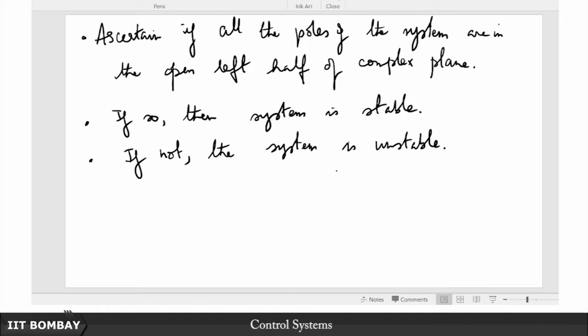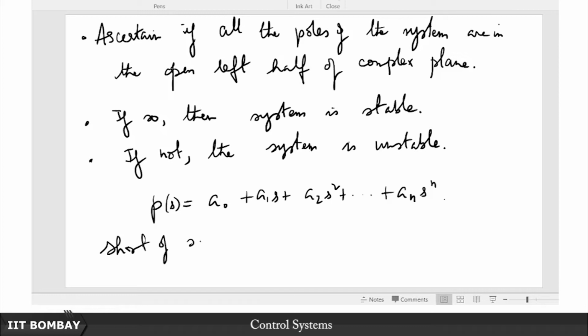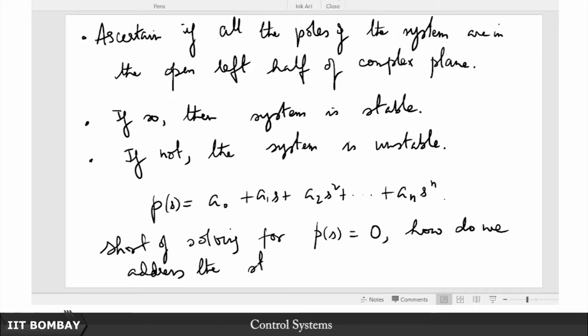Now, this is all very nice and fine at the conceptual level, but the question still remains. Suppose I give you a polynomial such as a0 plus a1 s plus a2 s squared plus so on till an s to the n, an nth degree polynomial. Short of finding the actual roots of this, short of solving for P(s) equal to 0, how do we address the stability question?